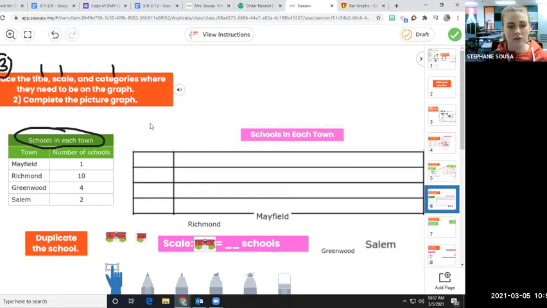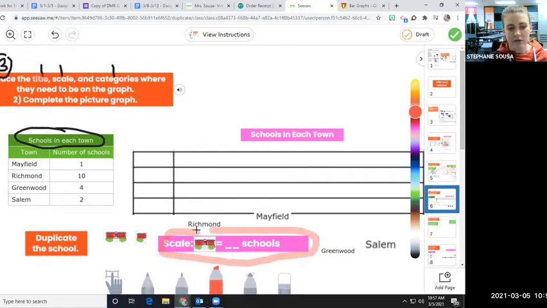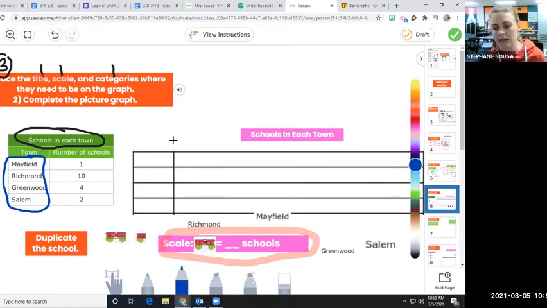Got our title there, Schools in Each Town. Okay. So our title, done. Our scale's down here. Look, that makes sense for it to be down there. It's easy to see. So I'm going to leave the scale right there. And the categories, here's our categories over here. The categories are the names of the town: Mayfield, Richmond, Greenwood, and Salem.